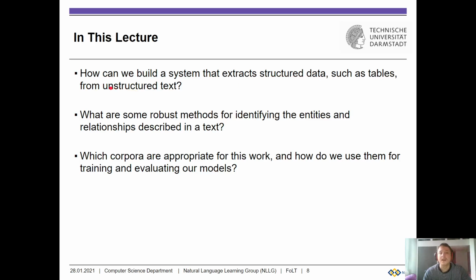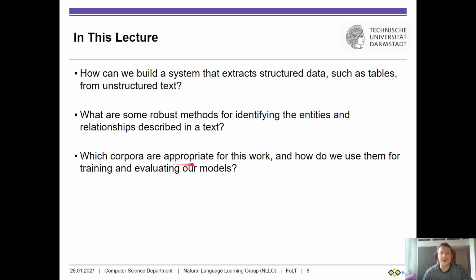So typically, if you go to the web or to some other knowledge source, the data is available in unstructured form, but we want to extract tables from such data, for example, because we can work very conveniently and very efficiently with tables. What are methods that can identify entities and relationships in a text? Because then we can take those entities and their relationships and store them in tables. And this is also the relevant information that we want to extract, namely entities and their relationships.